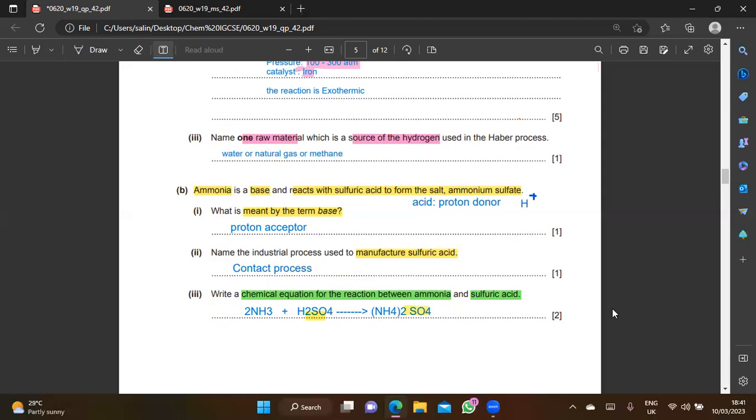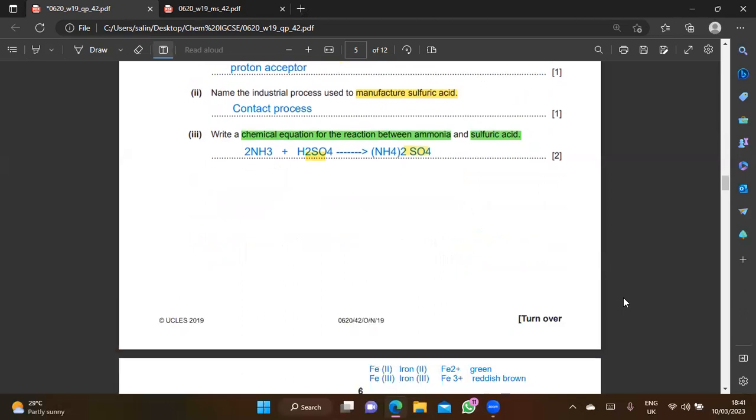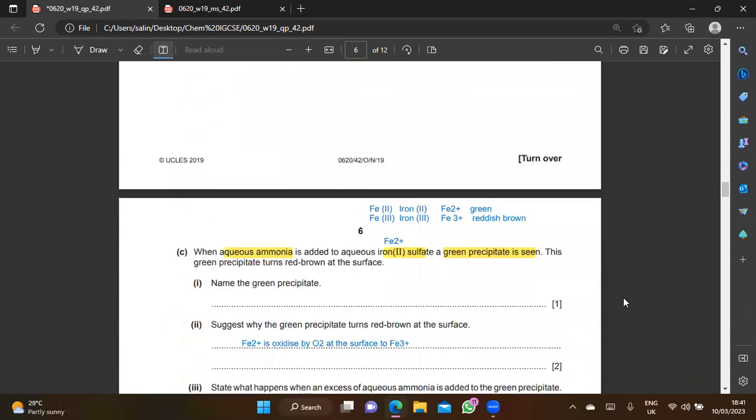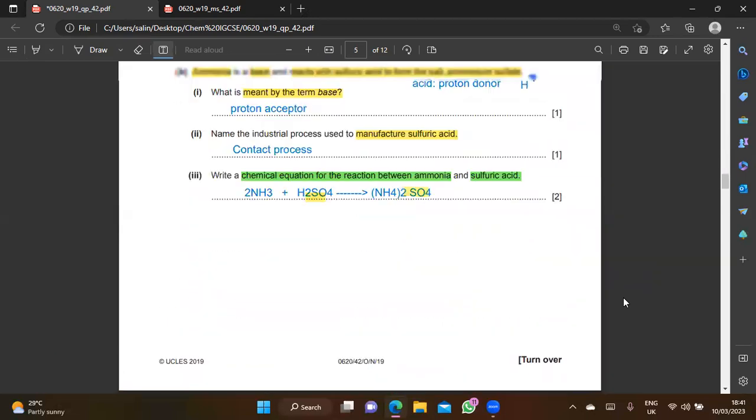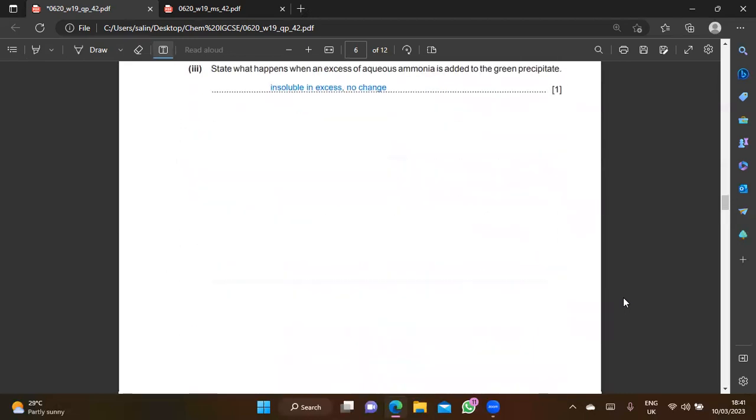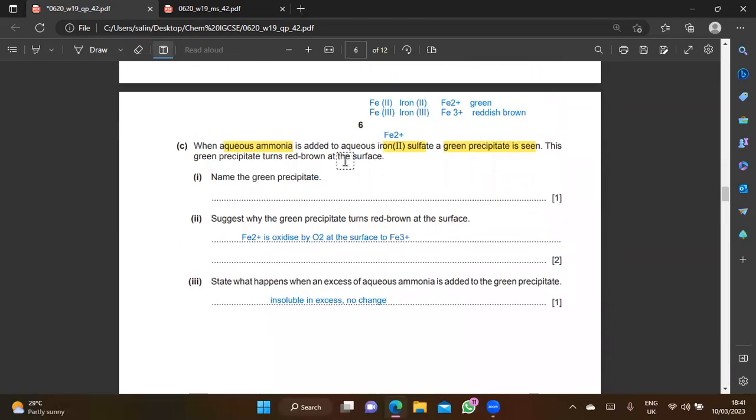Any questions so far? No. Okay. I think we can do one more question and then we can stop here. Maybe part C. Yeah, we can do it very quickly. I can explain very quickly, inshallah, because it's not that difficult actually.